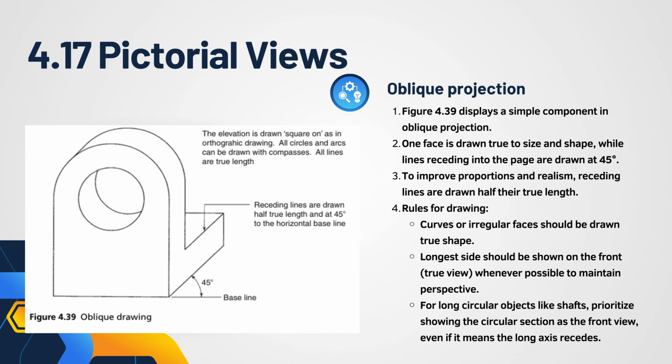Next, we also have pictorial views, which are divided into two. Firstly, oblique projection. From this diagram, we can see that one face is drawn true to size and shape, while lines receding into the page are drawn at 45 degrees, and to improve proportions and realism, receding lines are drawn half their true length.